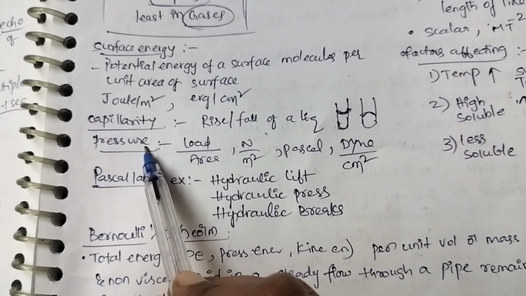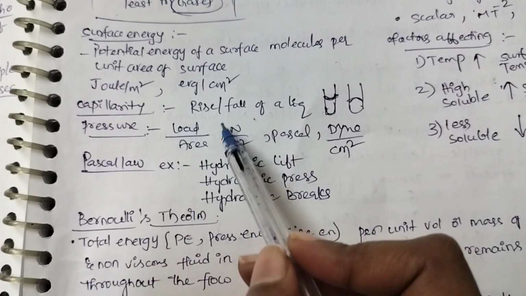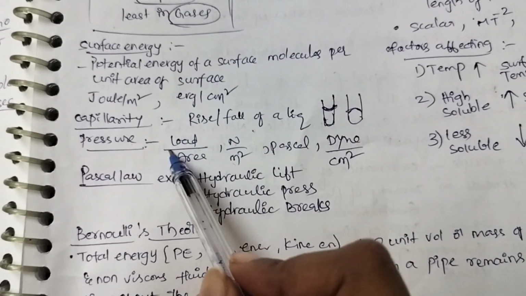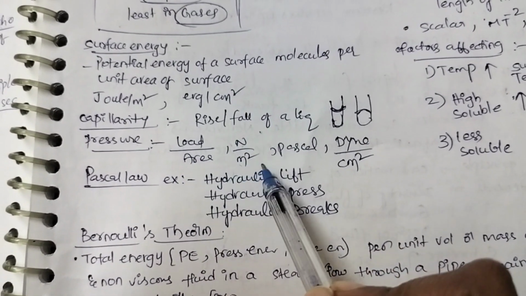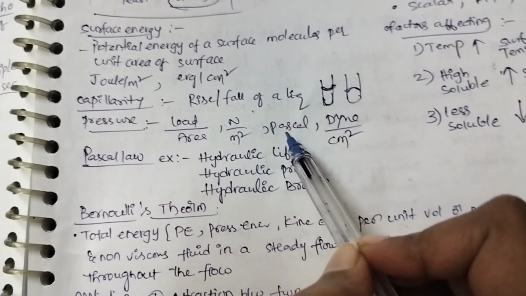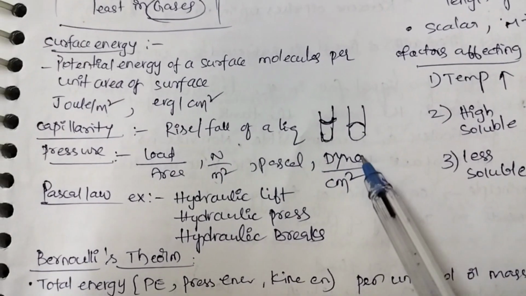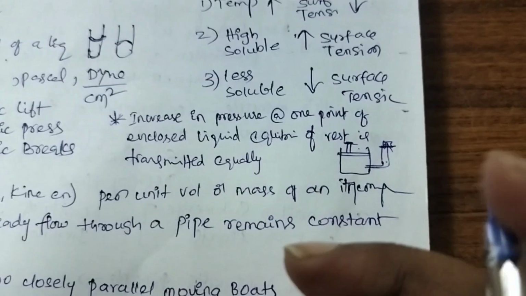Next term is pressure. We know pressure is load acting per unit area. Load by area. Units of pressure: load in newtons, area in meter square. Newton per meter square is also called Pascal in the SI system. In the CGS system it is dyne per centimeter square.